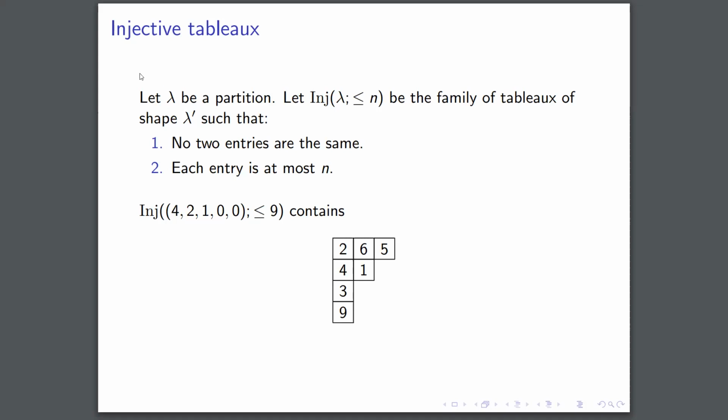Let's first introduce injective tableaux. We have lambda, we have n. An injective tableau should have shape lambda prime, which means it has lambda_i boxes in the i-th column. And we require no two entries to be the same, and each entry is at most n. For instance, if this is lambda and n equals 9, to enumerate an injective tableau, we first need to create a diagram with 4 boxes in column 1, 2 boxes in column 2, and 1 box in column 3. I have a diagram like this, and I'm going to write numbers into this diagram. My numbers should come from bracket 9, and each number should appear at most once.